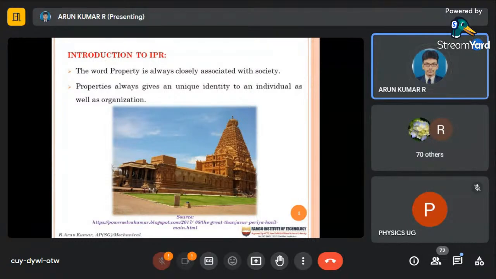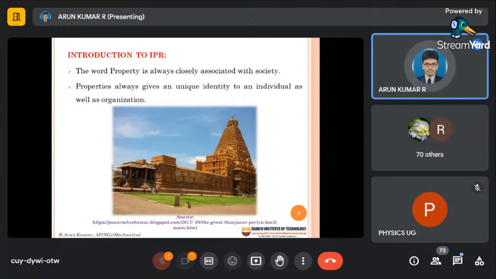But when a question is asked related to the Tanjore Big Temple, who is actually the god residing in this temple? Most of us don't know the actual name of the god residing in this temple. But when a question is asked who actually constructed this monument or temple, everyone knows the answer. It is Rajaraja Cholan. So that is the value of property.